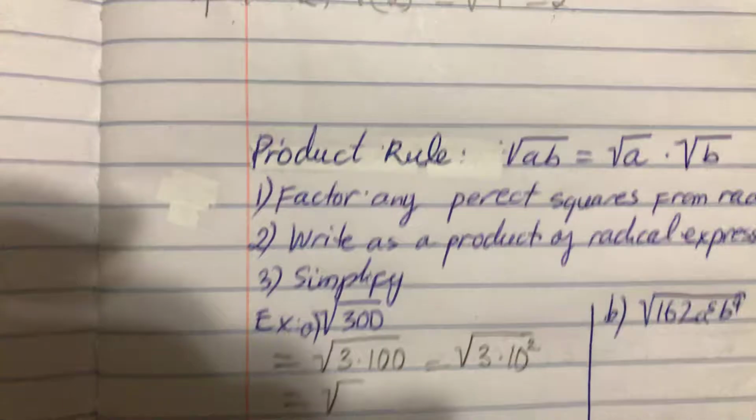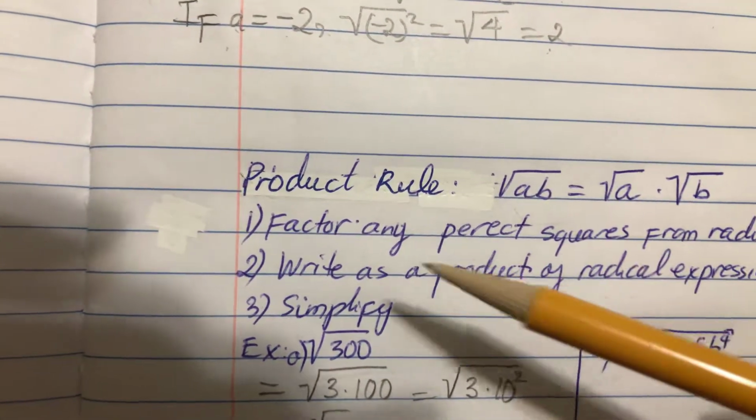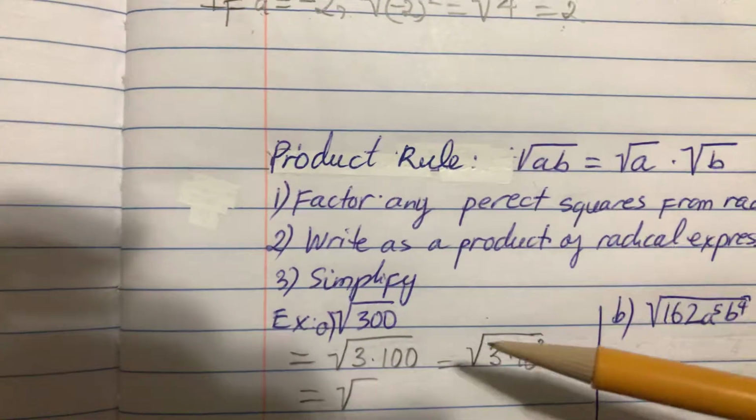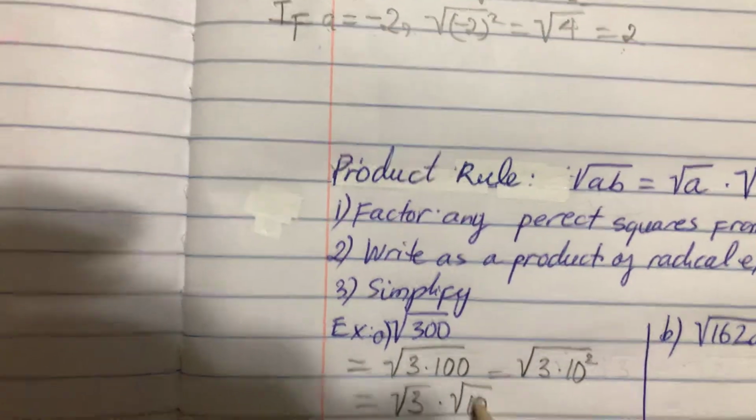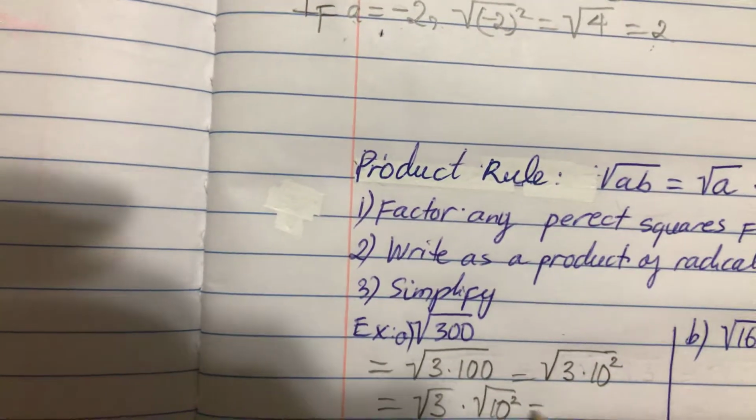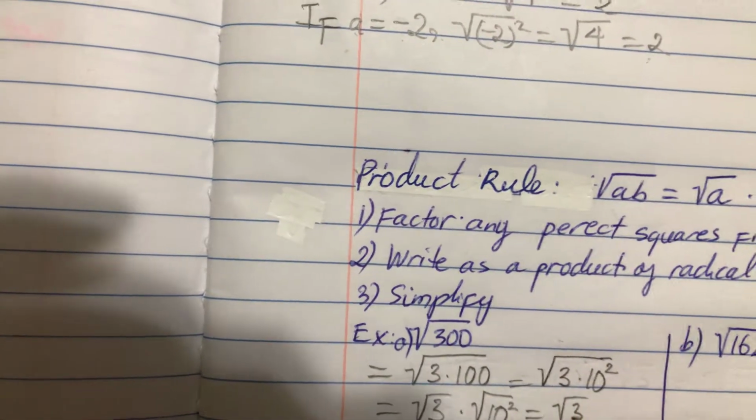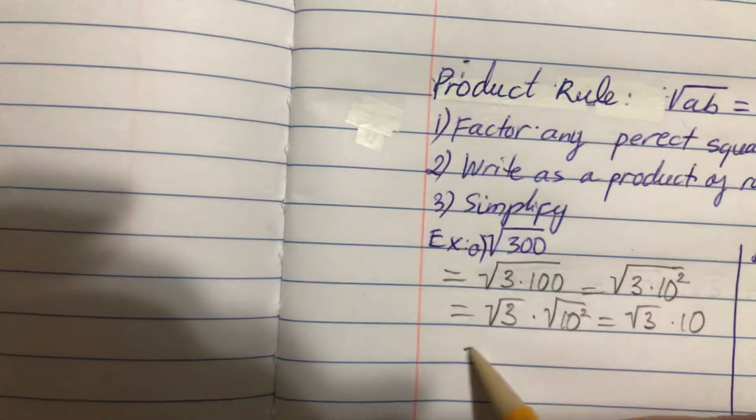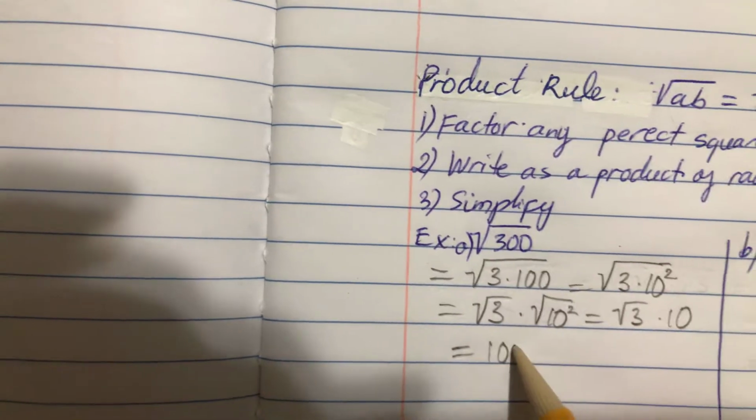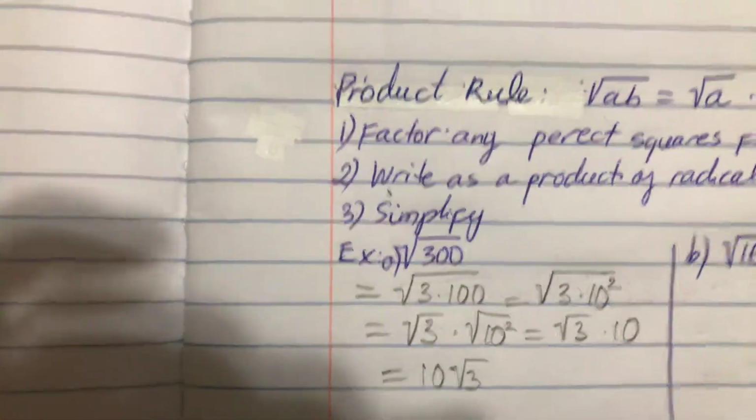And then I'm just going to use the product rule here. So after step 1, I use step 2. I'm going to have the square root of 3 times the square root of 10 squared, which equals the square root of 3 times 10. And let's make it look better as 10 times the square root of 3. So now it becomes simplified.